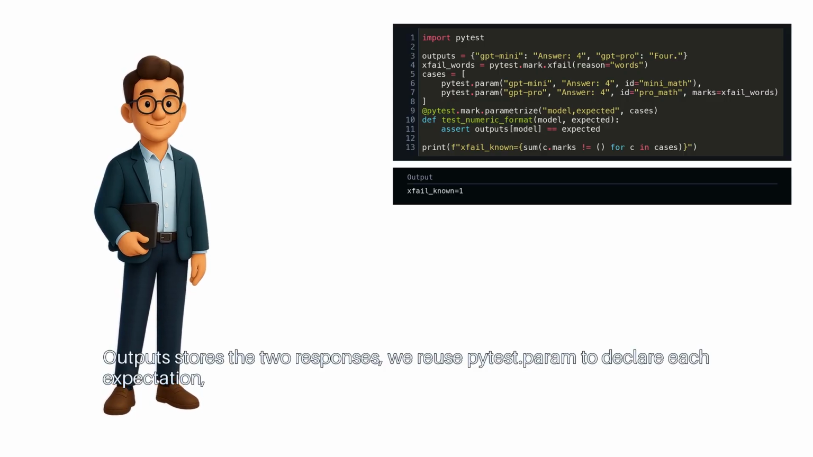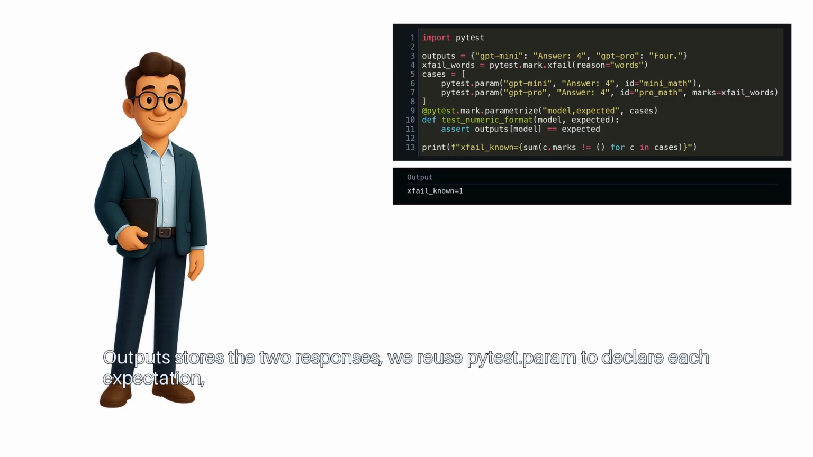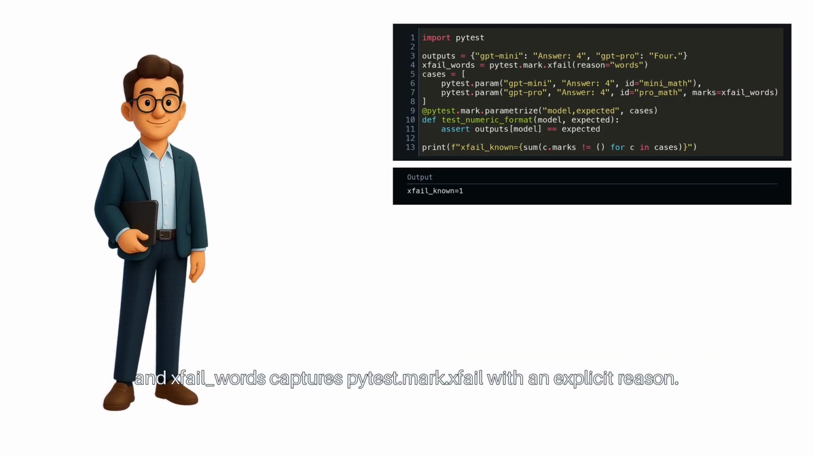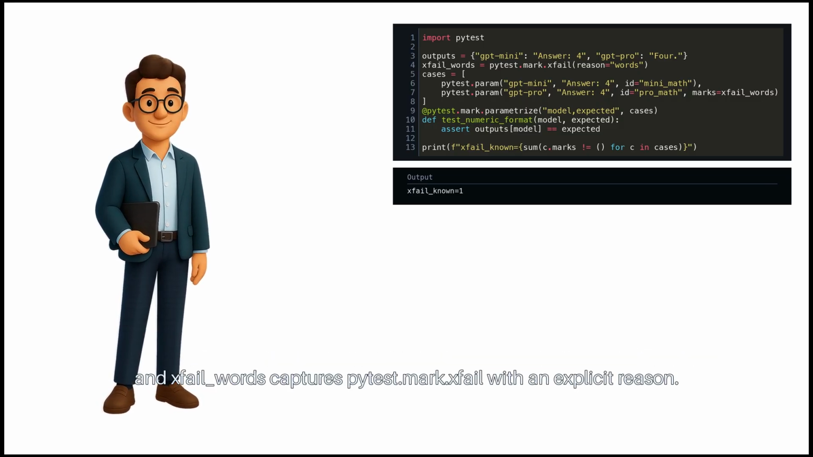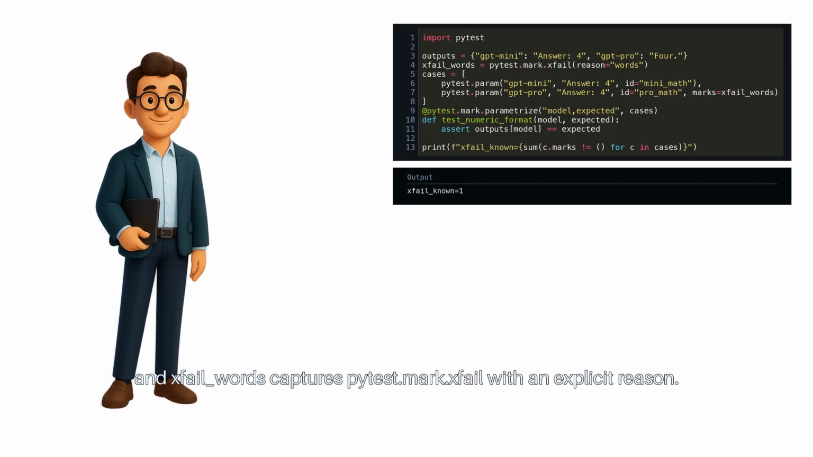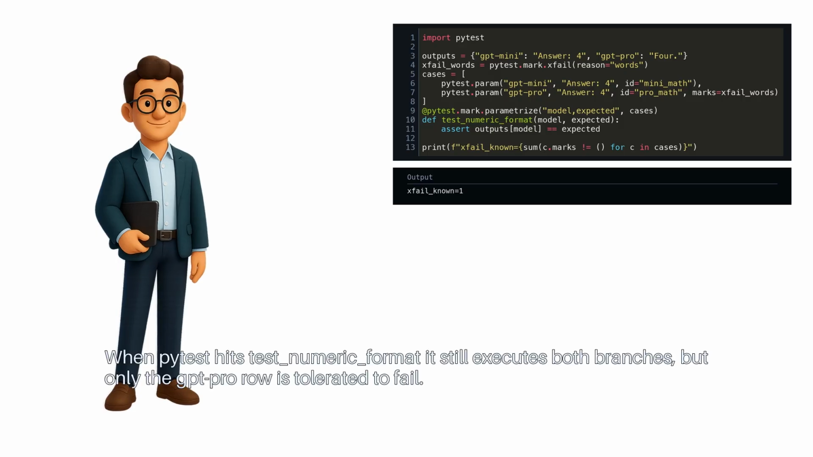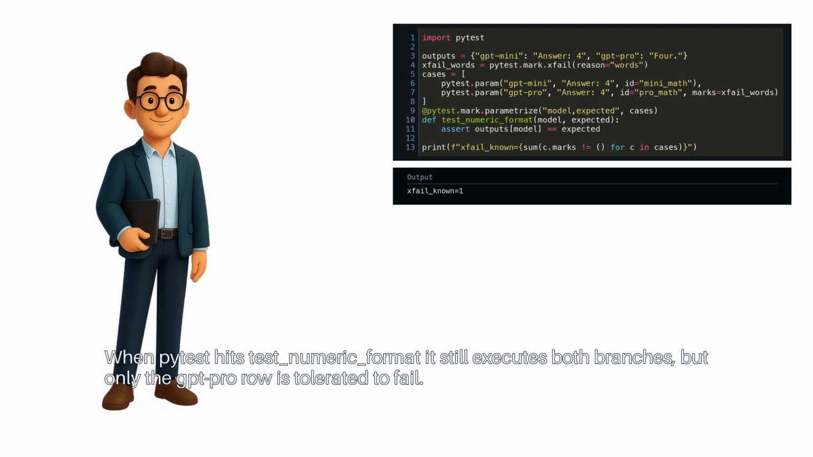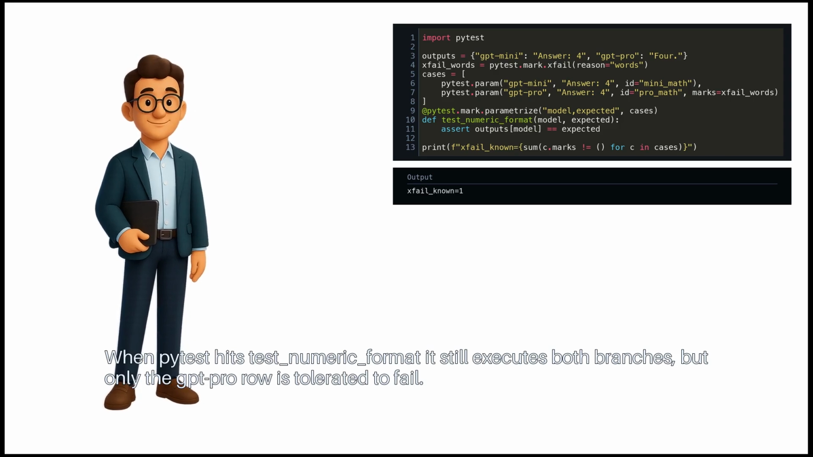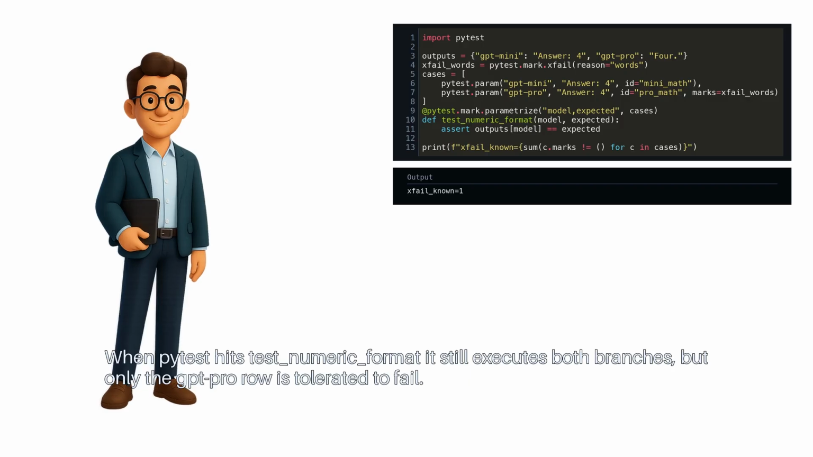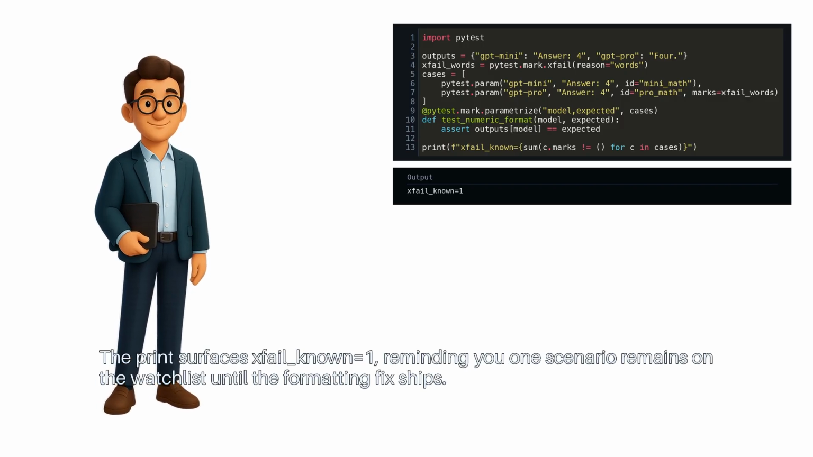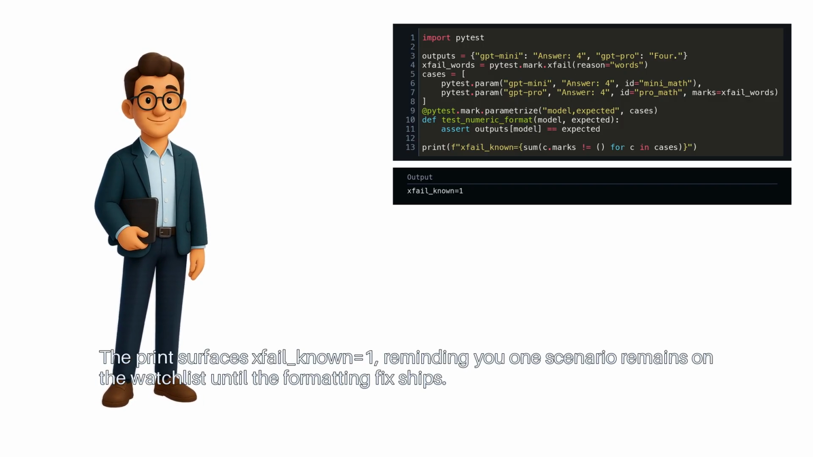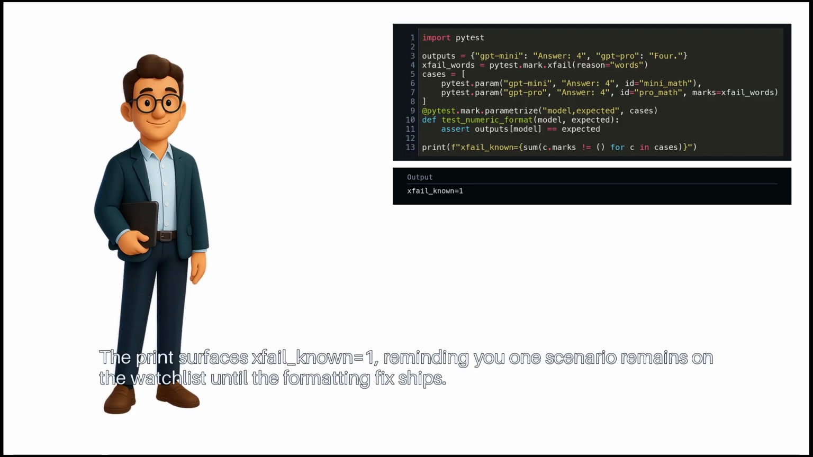We reuse pytest.param to declare each expectation, and xfail words captures pytest.mark.xfail with an explicit reason. When pytest hits test numeric format, it still executes both branches, but only the GPT Pro row is tolerated to fail. The print surfaces xfail known equals 1, reminding you one scenario remains on the watch list until the formatting fix ships.